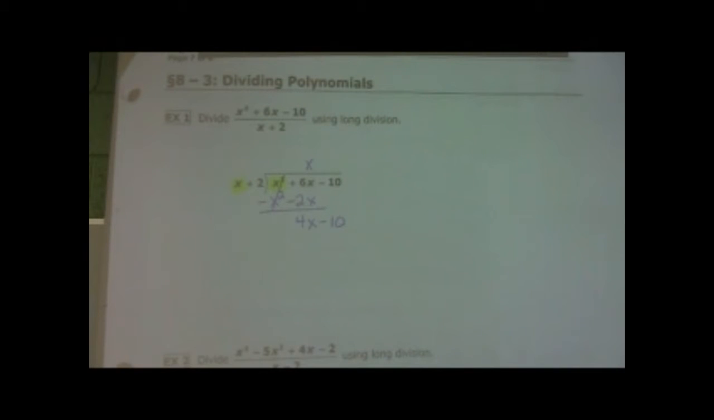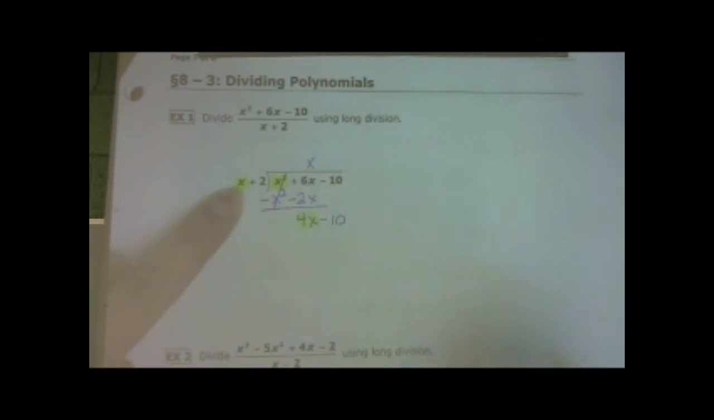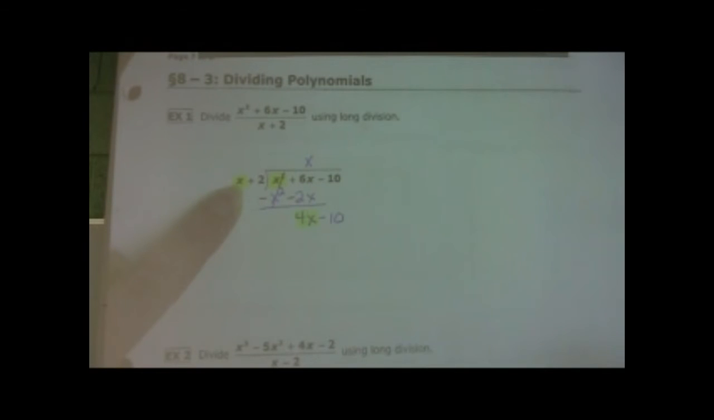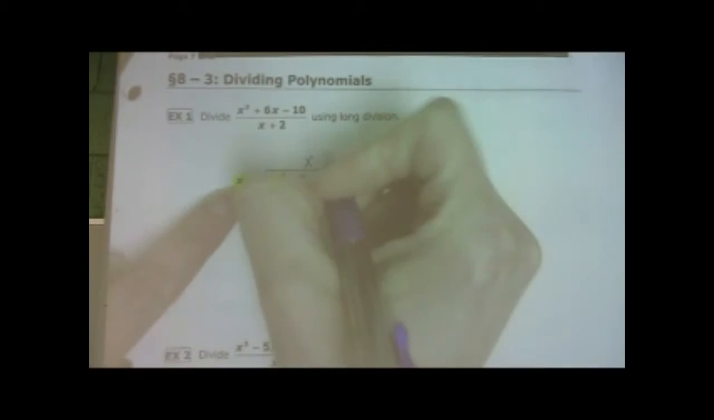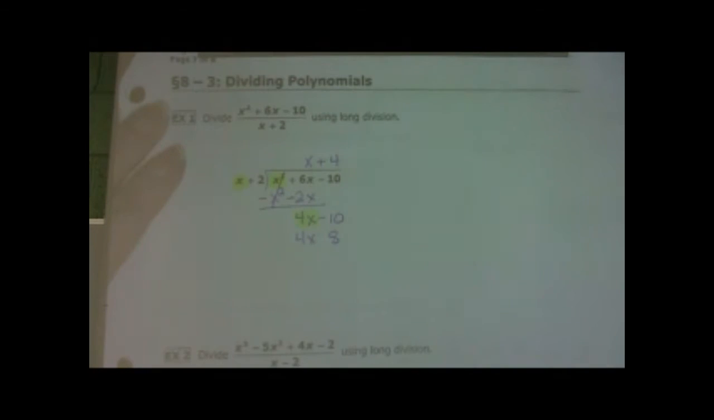Okay, now my next step, I'm working with this. So this times what gives me 4x? And that would be 4. So I'm going to go over here and put my 4 here. Now because it's positive 4, I'm going to put a plus. And again, I'm going to multiply this times this. And I have to do that using distribution. So 4 times x is 4x. 4 times 2 is 8. Change both signs.